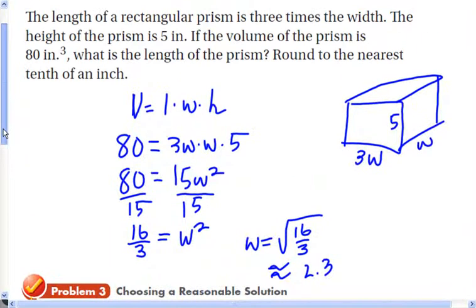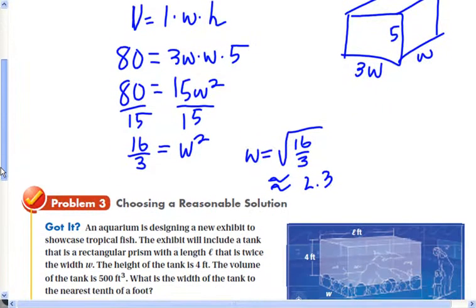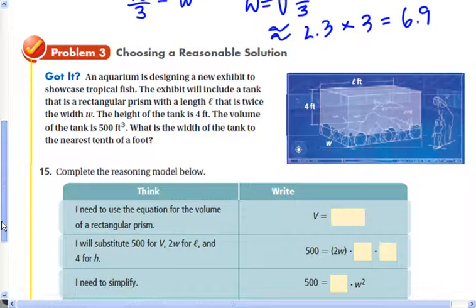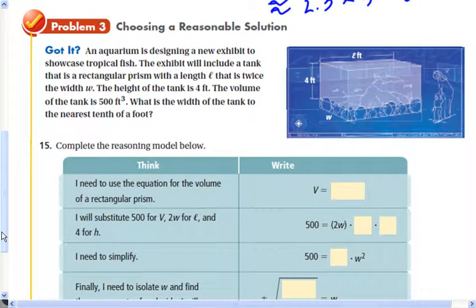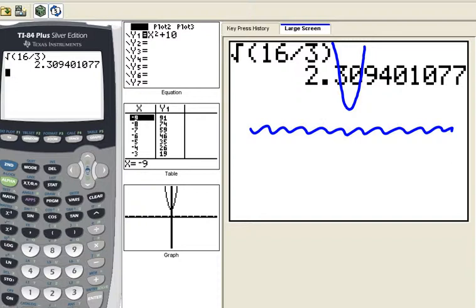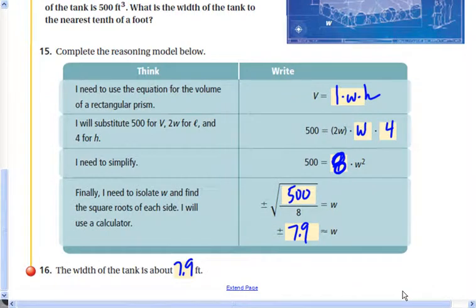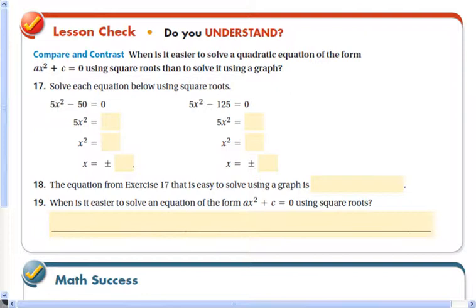And then the length we can get if we need that. It says what is the length of the prism? So we got to multiply that by 3. So about 6.9. All right, I'll let you try that. All right, go ahead and try the lesson check. See if you understand what's going on here.